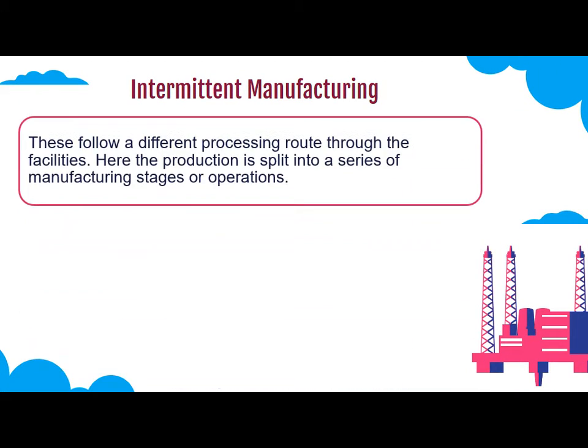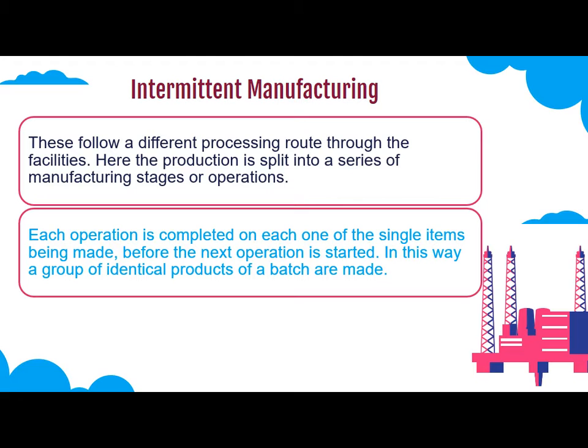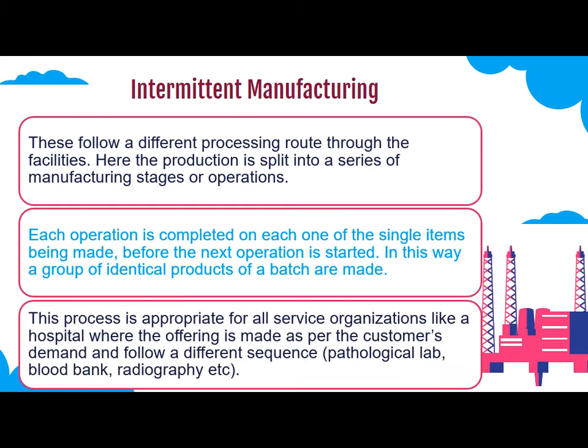Intermittent manufacturing concept. These follow a different processing route through the facilities. Here the production is split into a series of manufacturing stages or operations. Each operation is completed on each one of the items being made before the next operation is started. In this way, a group of identical products, or a batch, is made.